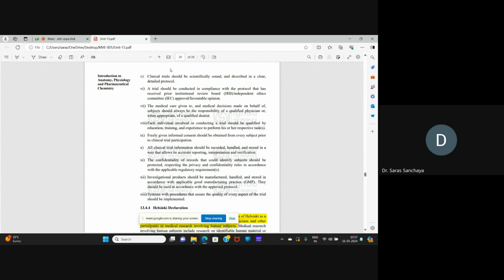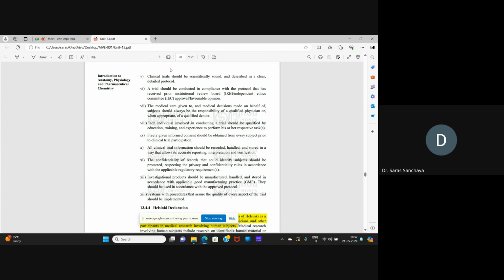The medical care given to and medical decision made on behalf of subject should always be the responsibility of a qualified physician or when appropriate of a qualified dentist. Each individual involved in conducting a trial should be qualified by education, training, and experience to perform his or her respective tasks. Freely given informed consent should be obtained from every subject prior to clinical trial participation.